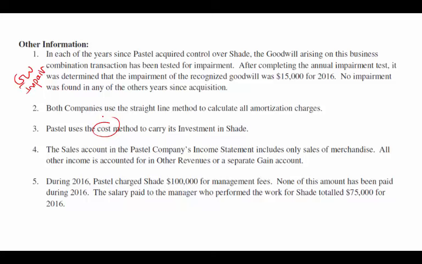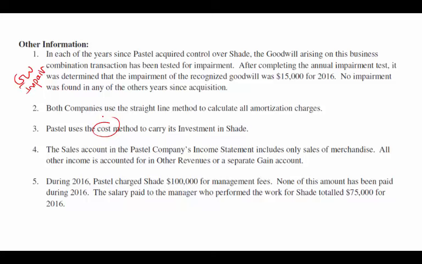Number 4, the sales account in the Pastel company's income statement includes only sales of merchandise. All other income is accounted for in other revenue or a separate gain account. This gives us a breakdown of how each of the revenue accounts has been used, which will be helpful in determining the appropriate accounts to adjust to if we have any elimination entries that affect revenue accounts.